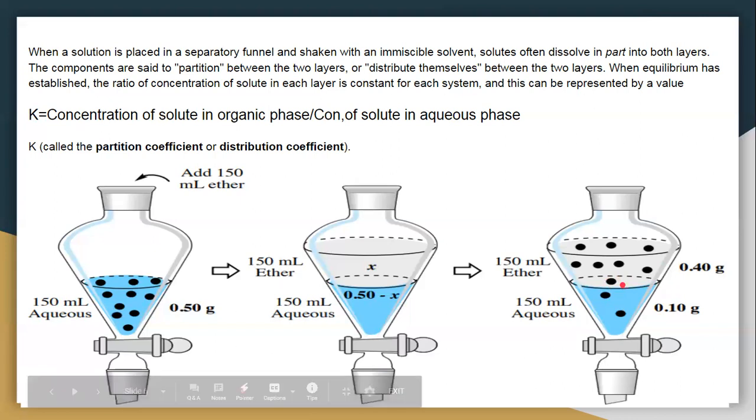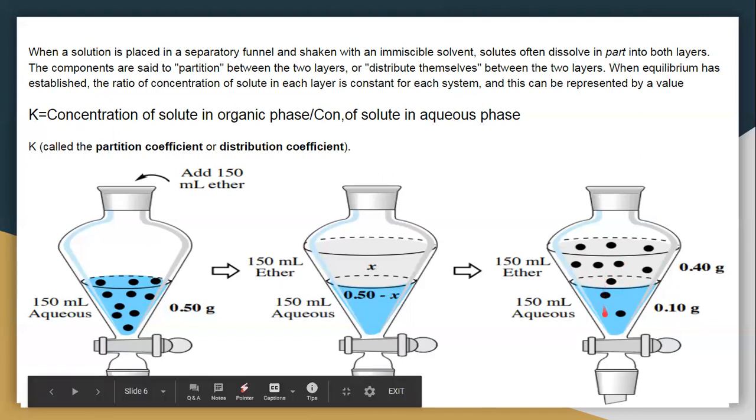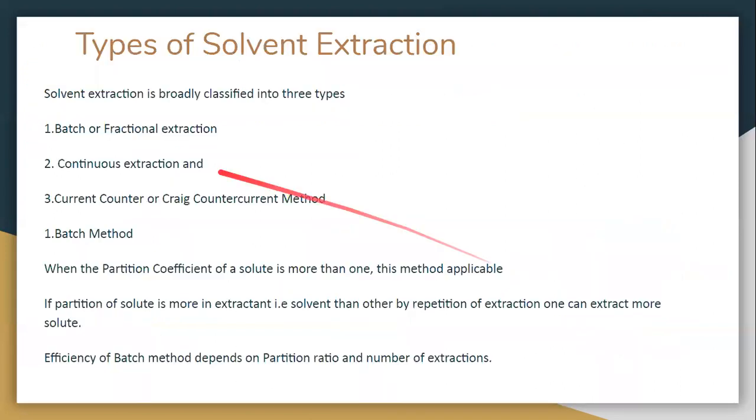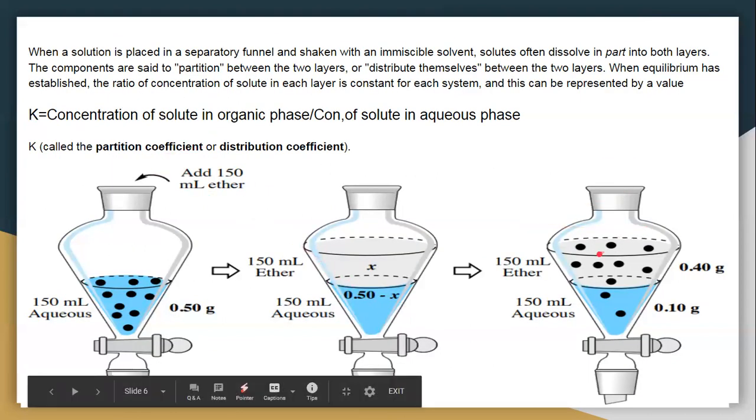Now the concentrations of these two solutions, this is the organic solution and this is the aqueous solution, will remain the same, unaffected. Why? Because dynamic equilibrium is attained. Okay, next step. This is about solvent extraction, and then how we can get this substance.